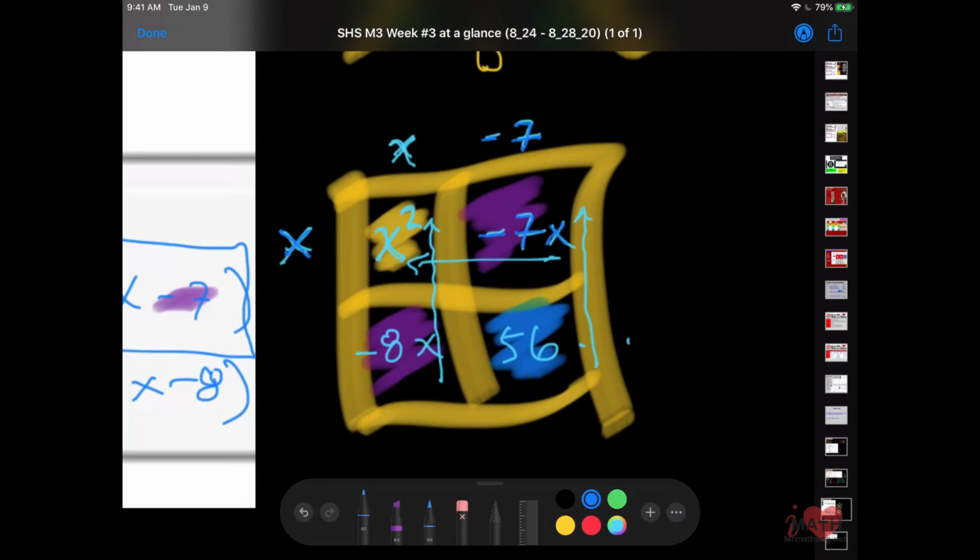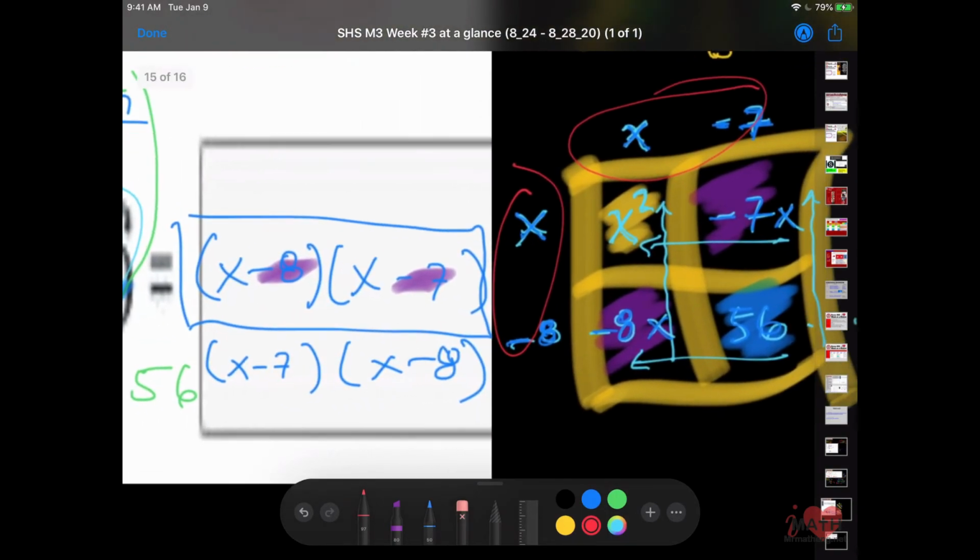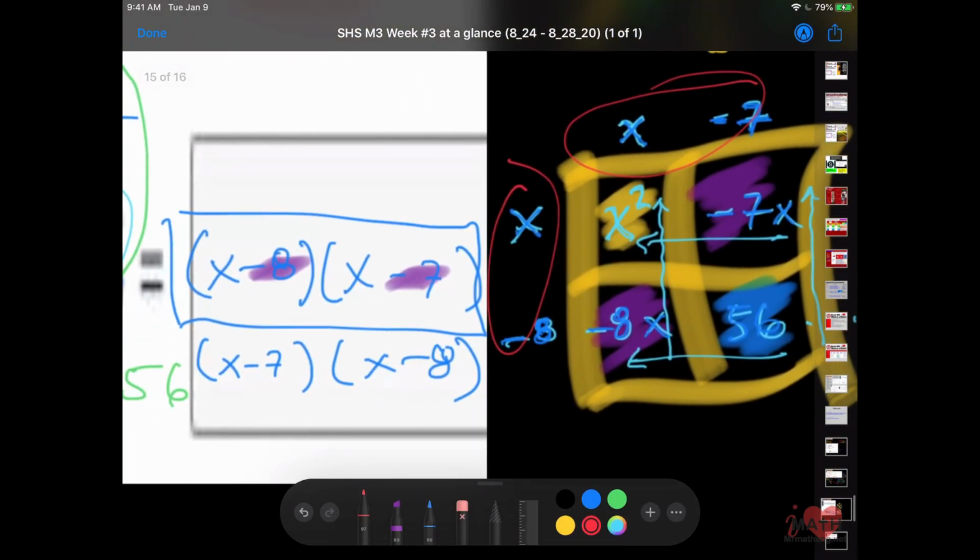And the last one is the greatest common factor of 56 and negative 8. That's going to be a negative 8. Double check your answer. Negative 8 times x gives you negative 8x, and negative 8 times a negative 7 gives you a positive 56. So these are the answers on the outside of the box, which is the same right here.